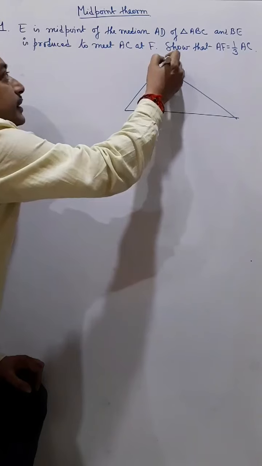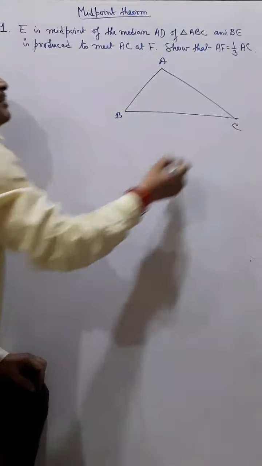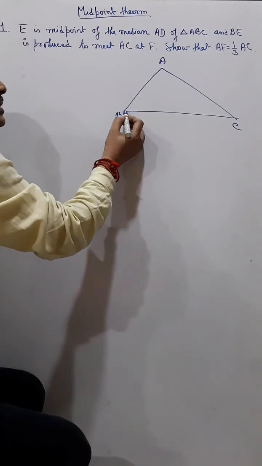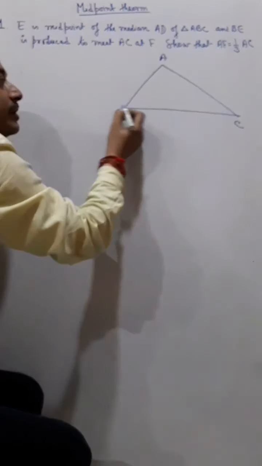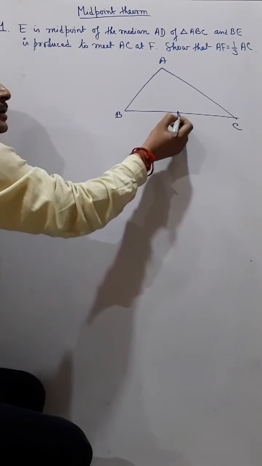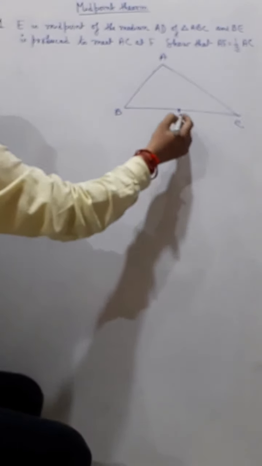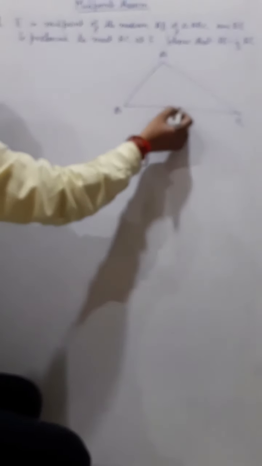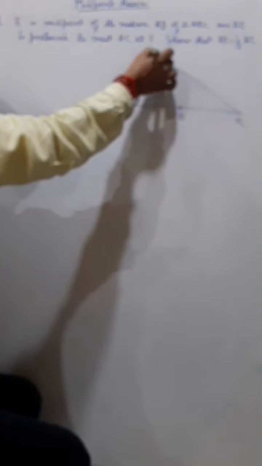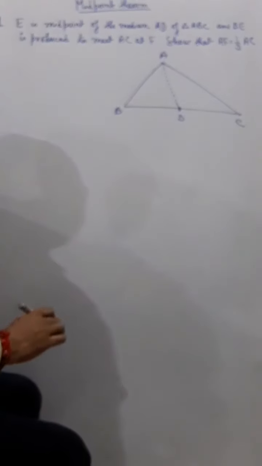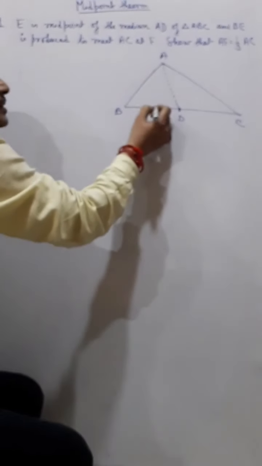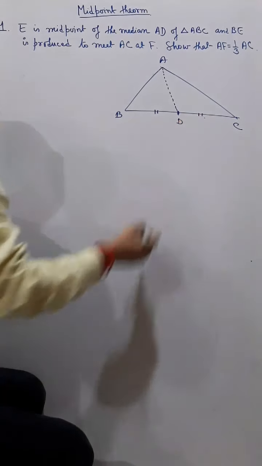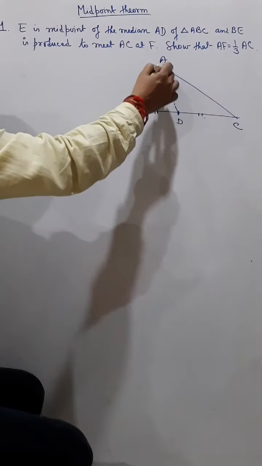Now this is a triangle ABC, and you know what is a median? In a triangle there can be three medians. A median means the midpoint of one side. So suppose this is the midpoint, and then joining this midpoint with the opposite vertex, this line is called the median. So this is the midpoint, and therefore we say AD is the median.